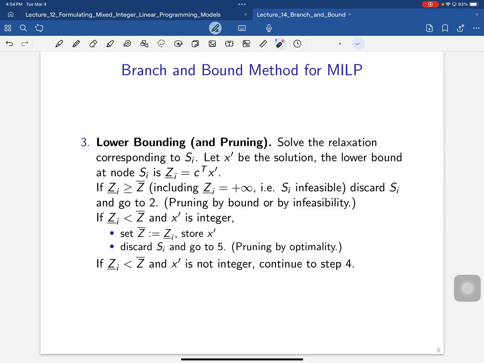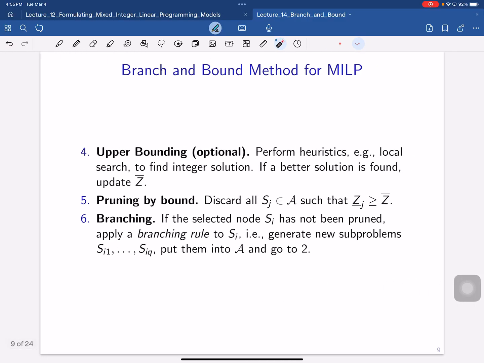Any questions here? If you read the pseudocode line by line, that should be easy to understand. But the high level idea is after you choose a node, you solve its relaxation. If the relaxation is too bad, already worse than the global upper bound, you get rid of that node because you cannot find better solutions. If the node is better than the global upper bound and the solution happens to be feasible, then you can update the global upper bound. Otherwise, you have to continue.